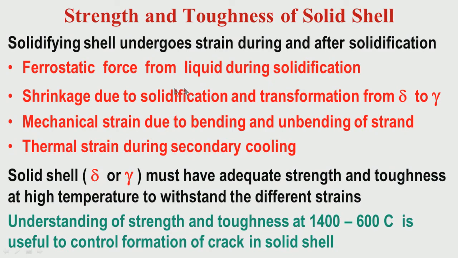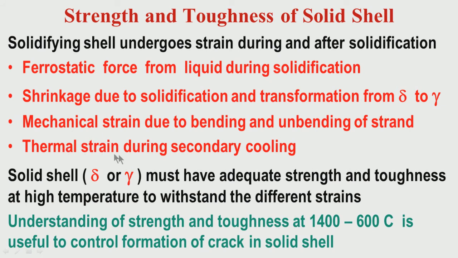So, if you have a curved mold, only unbending is necessary. During unbending again there will be some strain on the solid shell, at the inner radius something, at the outer radius something. I have discussed this earlier. What I am trying to tell here is the mechanical strain, the mechanical strain due to bending and unbending of the strand. So, these are strain because of shrinkage, solidification, strain because of transformation, and strain because of ferrostatic force.